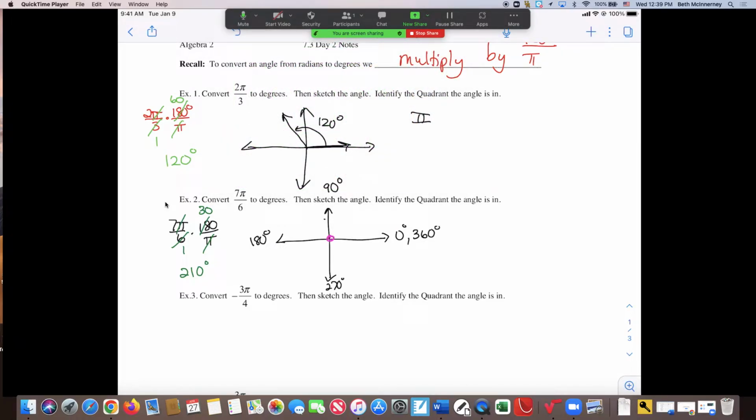So 210 is how far into the third quadrant? 30 degrees. So it's not halfway. It is not halfway. But then it's third quadrant.